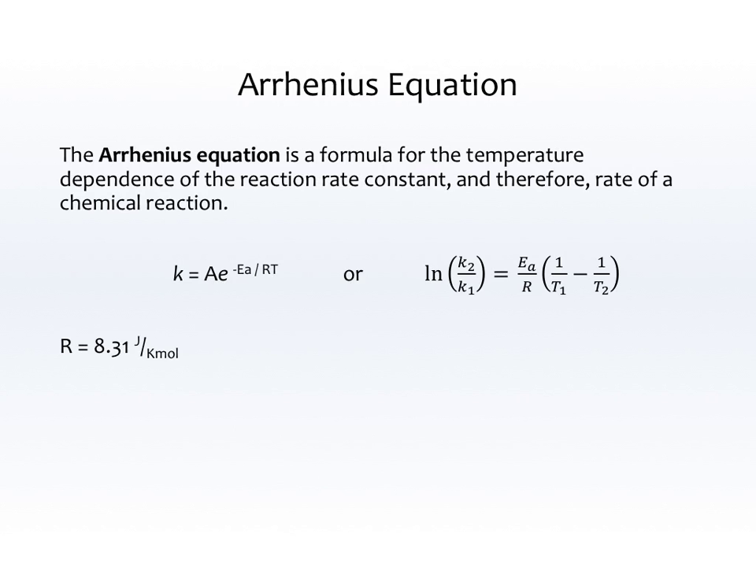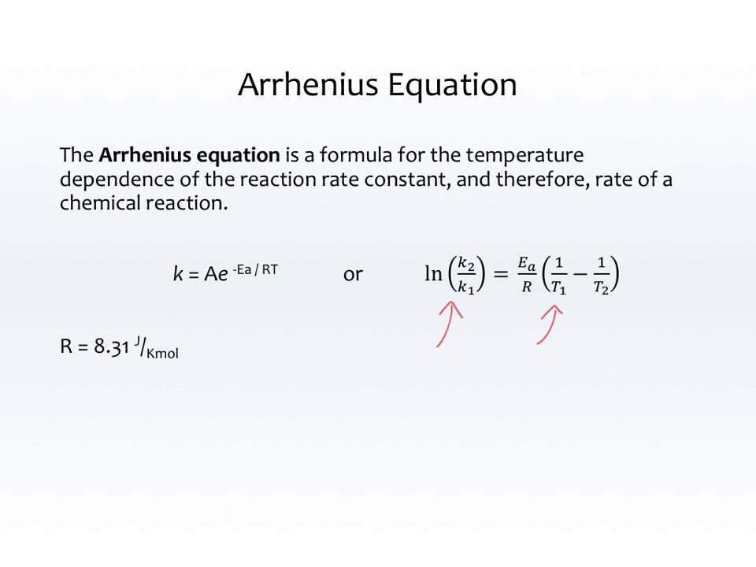Now the Arrhenius equation is a formula for the temperature dependence of reaction rate constant, and therefore the rate of a chemical reaction. So how we're actually going to relate the rate constant to temperature. K is a constant that changes with temperature. Now, the College Board doesn't particularly care that you can solve this equation, just that K does depend on temperature. But we're going to solve it once just to kind of prove it to ourselves and see what it is.